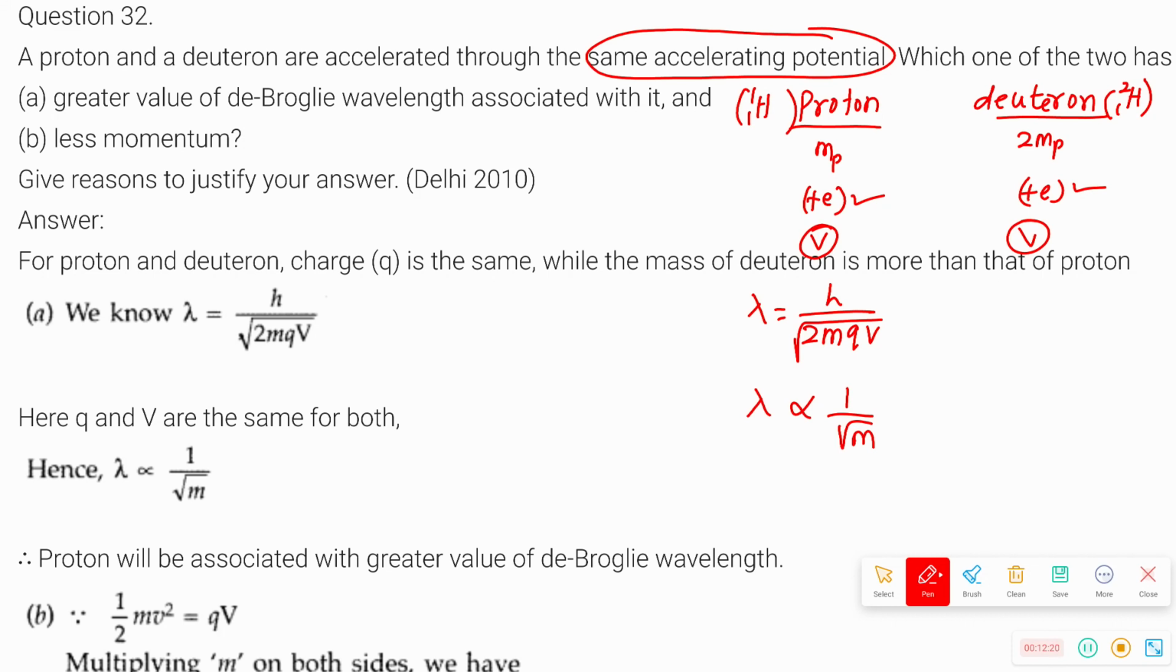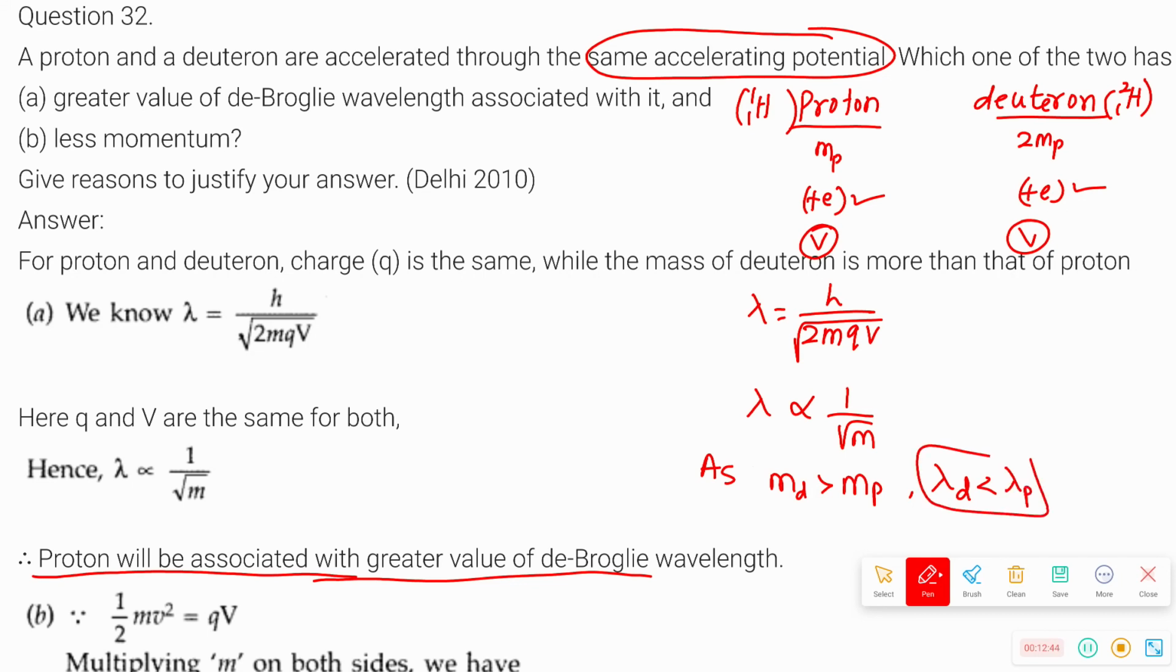Now tell which mass is greater? Deuteron mass is greater, so deuteron wavelength will be less, and proton will have more wavelength as compared to deuteron. Lambda is inversely proportional to root m, so you can write mass of deuteron is greater than mass of proton. So lambda of deuteron will be less than lambda of proton. Inverse proportional, that's it. Clear idea? No doubt?